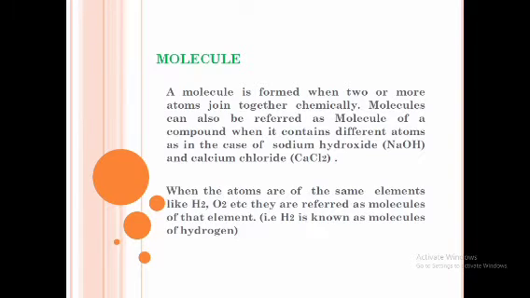When the atoms are the same, so when we have two atoms of the same element coming together, the molecule is known as the molecule of that element. For example, when we have atoms of hydrogen coming together, in this case two atoms of hydrogen come together to form hydrogen molecule, and two atoms of oxygen come together to form oxygen molecule, or molecules of oxygen.